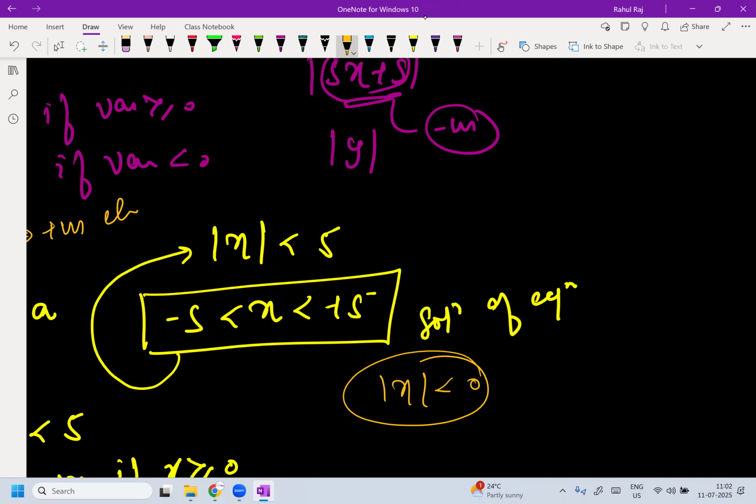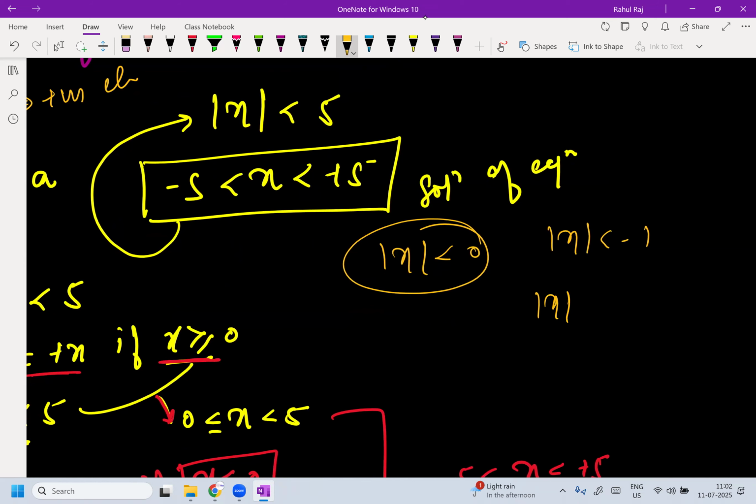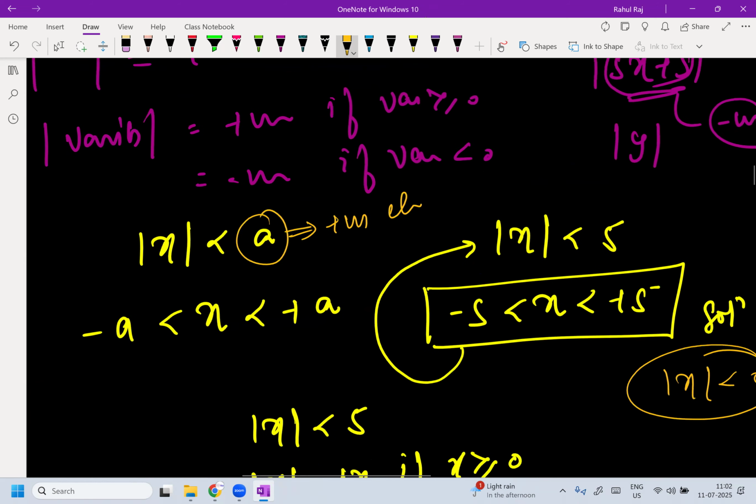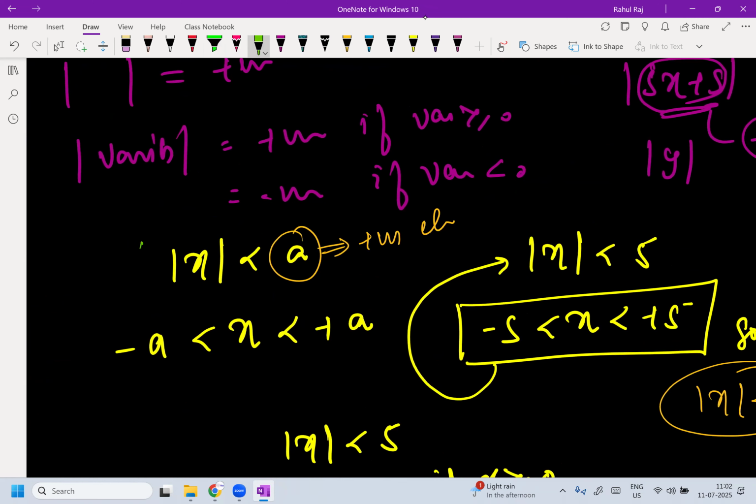Agreed? So can you say that mod x can be less than negative 1? Is this possible in life? No. Mod x less than negative 10, is this possible in life? No. So please understand when it says mod x is less than a, it by default means a is a positive element. It need not be written over there. Because it is well understood that mods are positive. How can a positive number be less than 0?